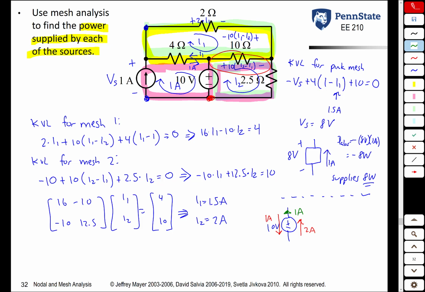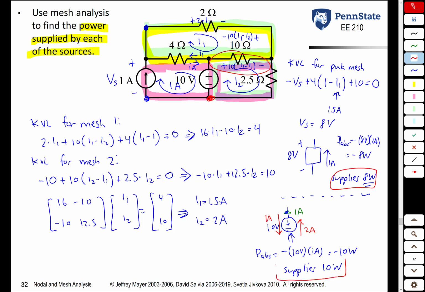There are 2 mesh currents, 1 amp going down from the left mesh, 2 amps going up from the right mesh, but the branch current, which is the algebraic sum of the 2 of them, is 1 amp going up. So the absorbed power is what? The voltage across the voltage source is 10 volts. The current is 1 amp. Since the physical current hits the minus terminal first, we put a minus. So it's minus 10 watts absorbed. So this also supplies power. This supplies 10 watts of power.